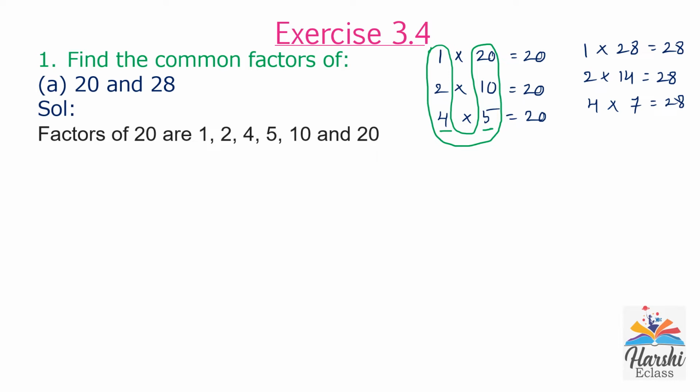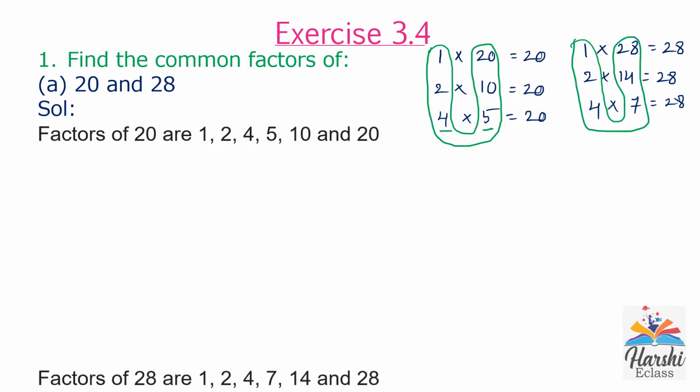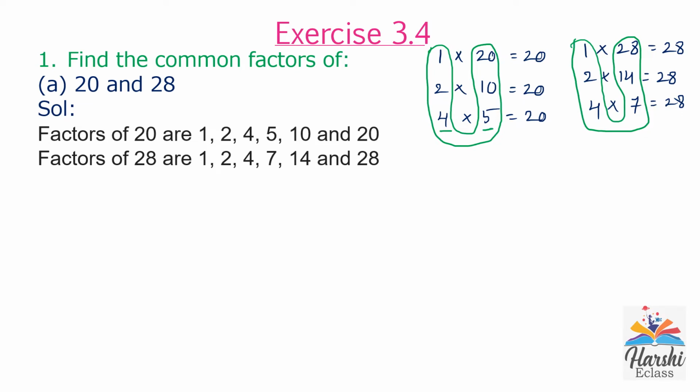6 is also not a factor of 28. 7 4s are 28, but 7 and 4 both the numbers are already written. The numbers started repeating. That means listing the factors is completed now. The factors of number 28 are 1, 2, 4, 7, 14 and 28.